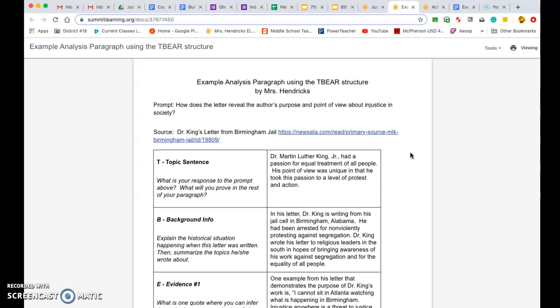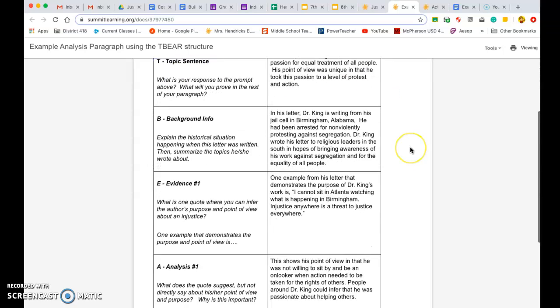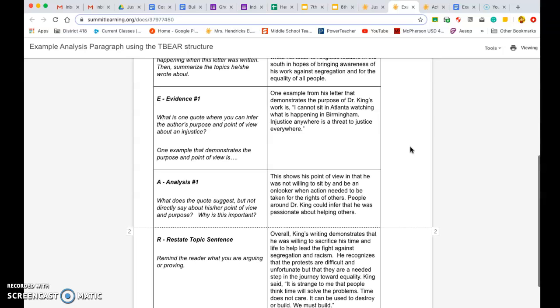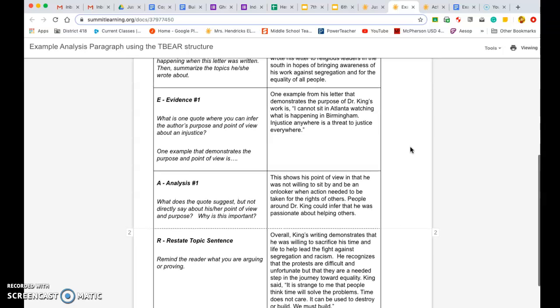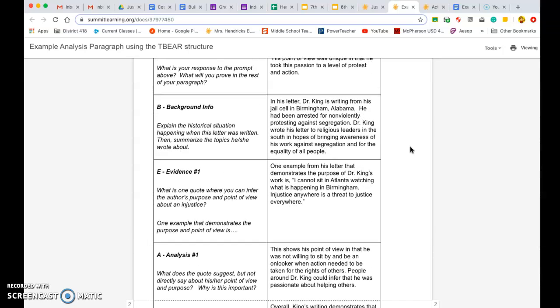Your TBEAR structure stands for T is topic sentence, B is background information, E is evidence, A is analysis, and R is restating your topic sentence. And that put together creates one paragraph where you're analyzing the letter that you chose.